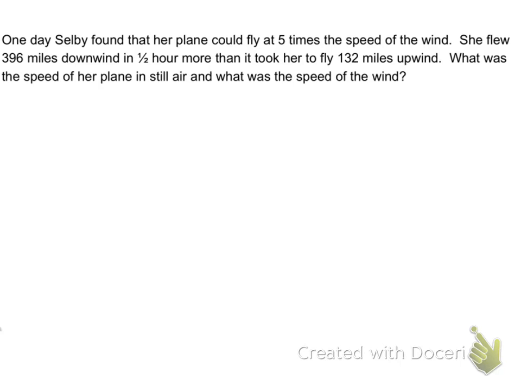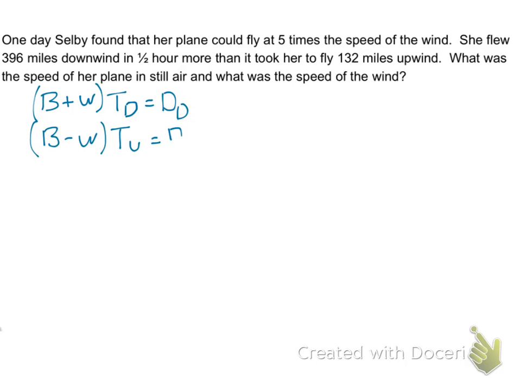So to start this problem, I write down the 2 equations. And they are B plus W. If I'm adding the wind and the plane together, I am traveling which way? Down. And if I'm going to subtract, you're going up. So now I just got to fill those in.